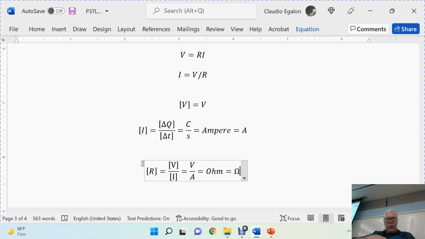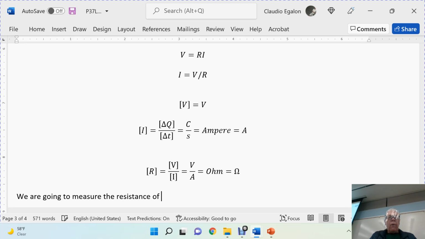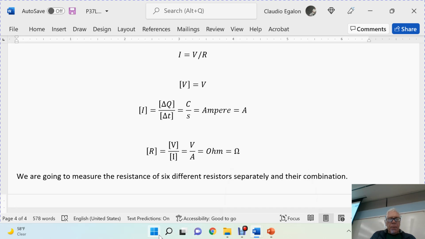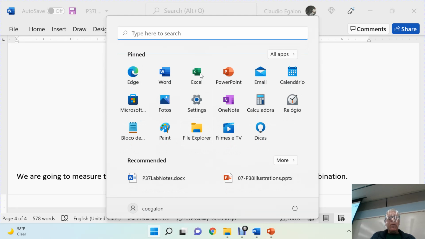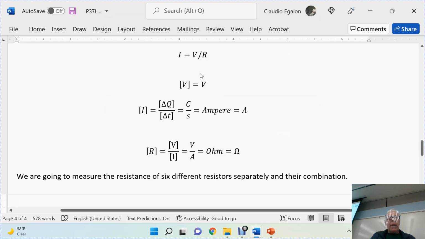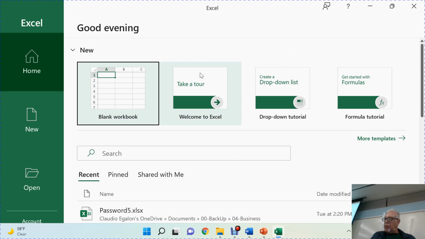There are different scales in there. And what we are going to do, we are going to measure the resistance of 6 different resistors separately and their combination. Okay? Let's take a look at the spreadsheet. I have the spreadsheet here. The first step is to measure the resistance of each resistor separately.